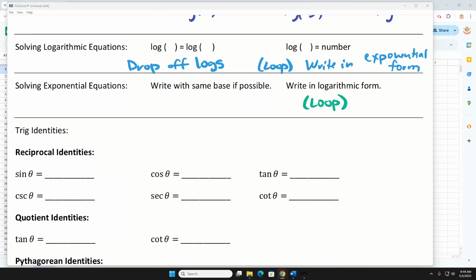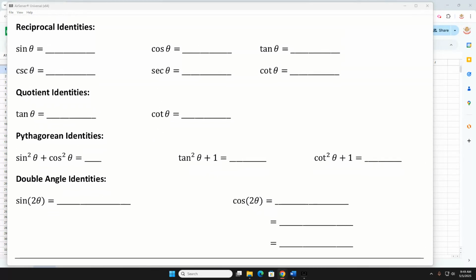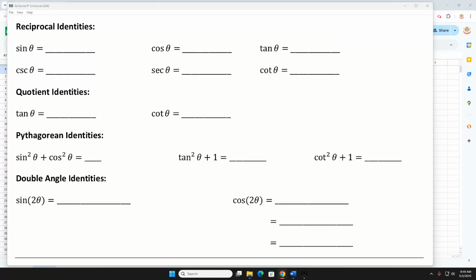All right, and then you're probably going to have to use a trigonometric identity. So I have most of them on here. I took off the sum identities because I don't think it's going to be on the FRQ. It's probably going to be on the free response. So anyway, take a second, see how many of those you can write in on your own.